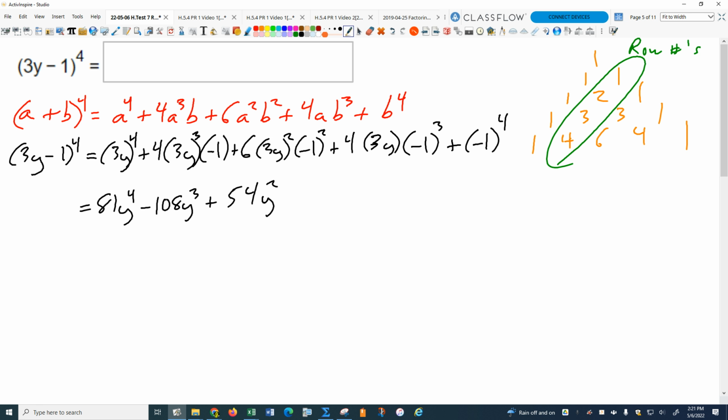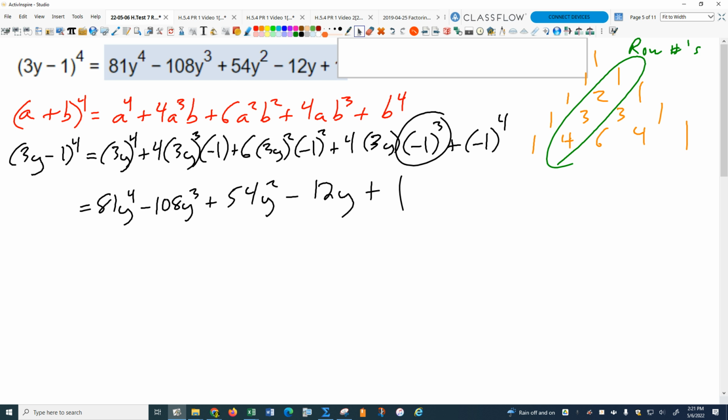Give me thumbs so far. How we doing? Is that good? Okay. I'm going to get a minus, because look at that. That's giving me a minus. 3 times 4 is 12y. And then negative 1 to an even power is 1. Okay, give me thumbs. How we doing? Good?